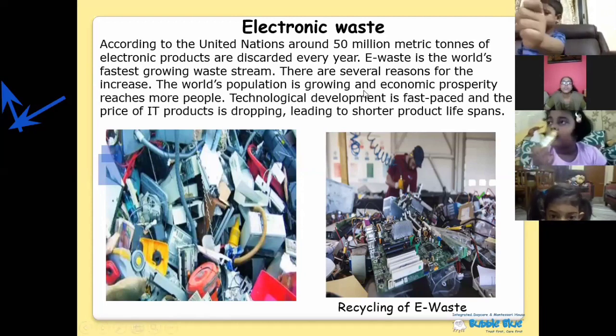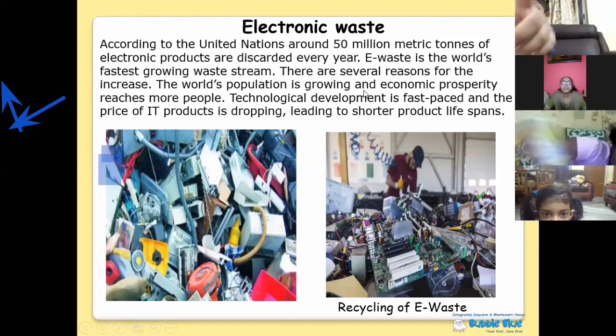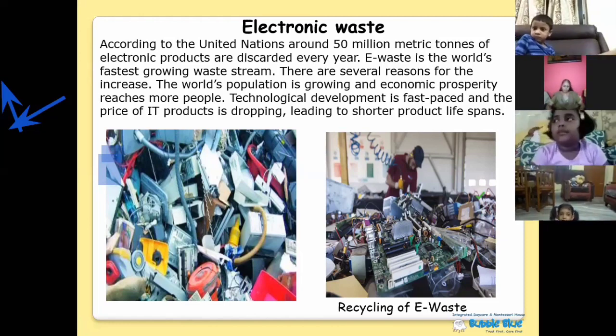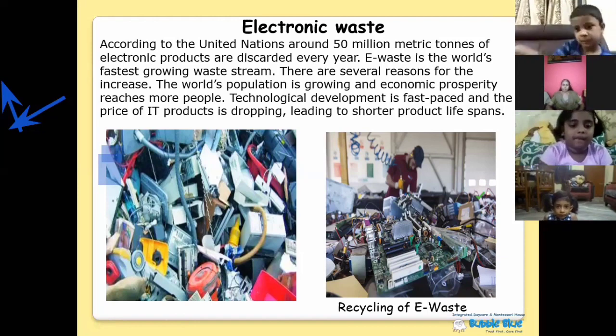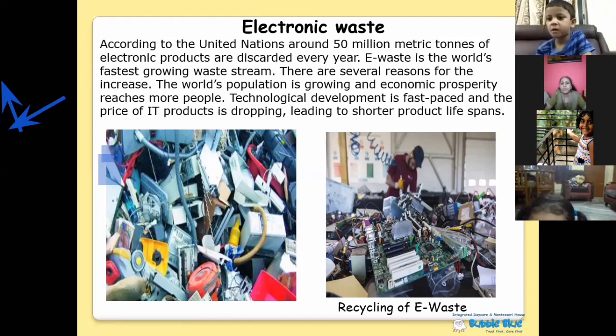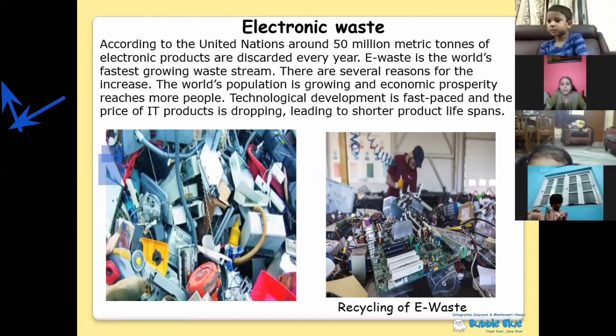Okay, electronic waste, another waste which is recycled nowadays, and it's of great use. We are using electronic gadgets like anything, use and throw. New things are coming, old things are being thrown off, new things are being bought. So according to the United Nations, also called the UN, around 50 million metric tons of electronic products are discarded everywhere, every year. Can you imagine what a high capacity of waste of electronic goods?